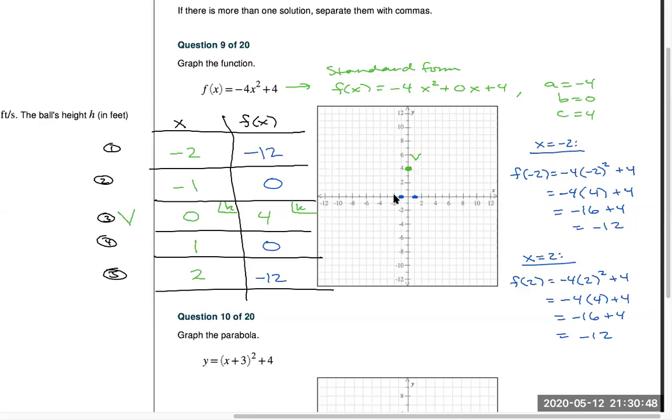We have (-2, -12) and (2, -12). So sorry, it's going to be really hard for me to graph this, but basically you want to curve out as much as possible.